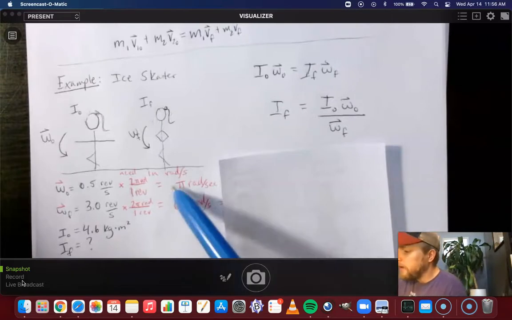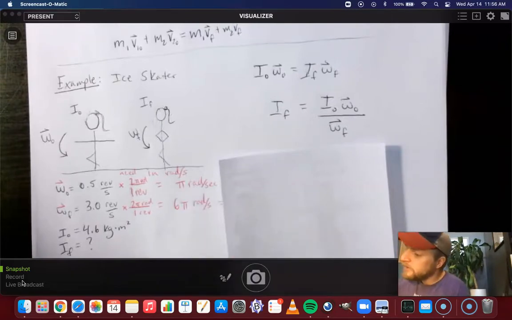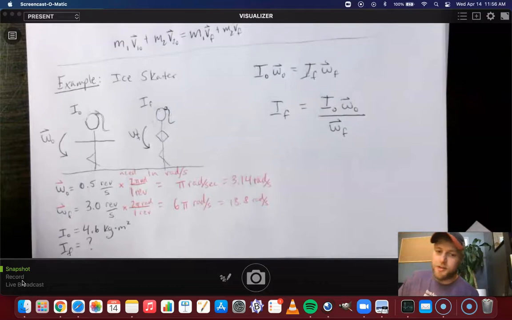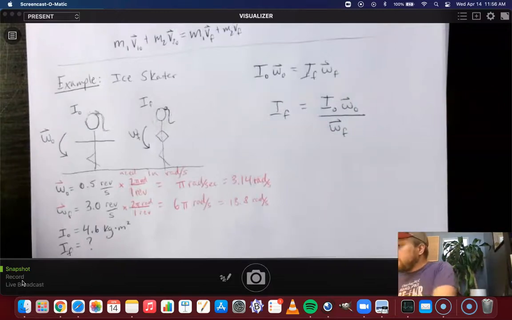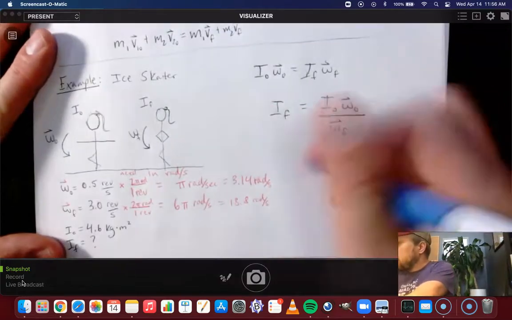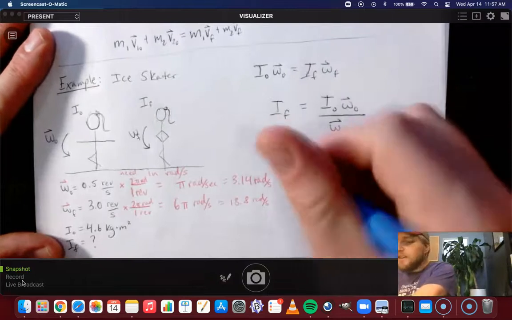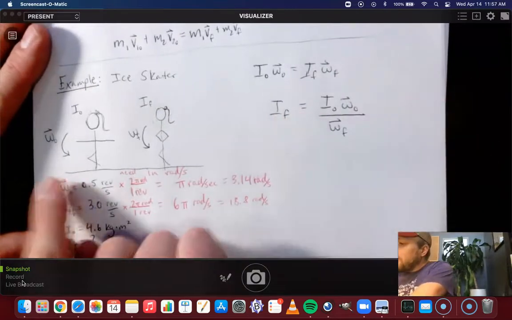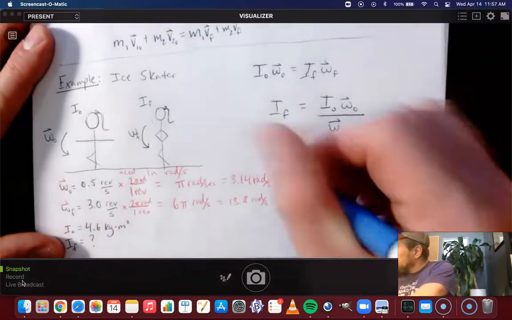That means they've sped up by a factor of 6. If you don't know those off the top of your head, those round to about 3.14 and 18.8 radians per second. So all you need to do then is plug this information into the equation, and we get the final moment of inertia. We should see it go down. Let's see if that's what we get.